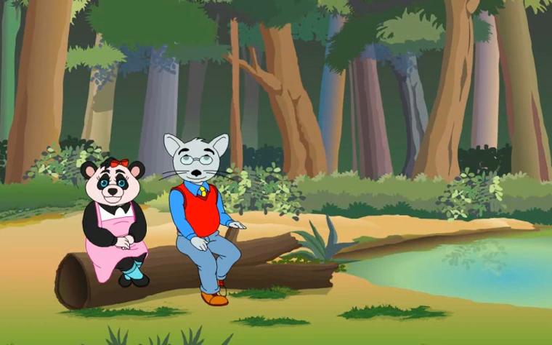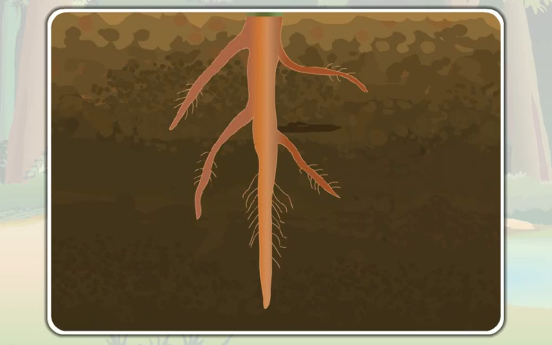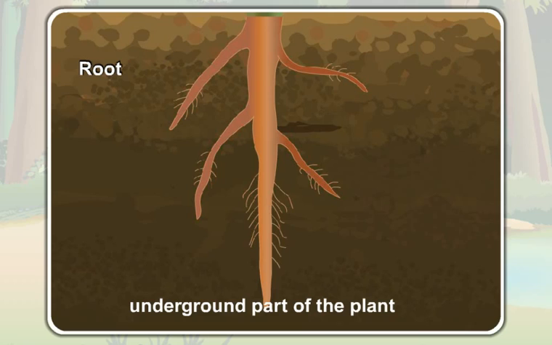Students, the part of the plant which grows under the soil is the root. So, the root is the underground part of the plant. Now, look at its color. Is it green? No, it is not. The root is usually pale brown or white in color. It is the non-green part of the plant.